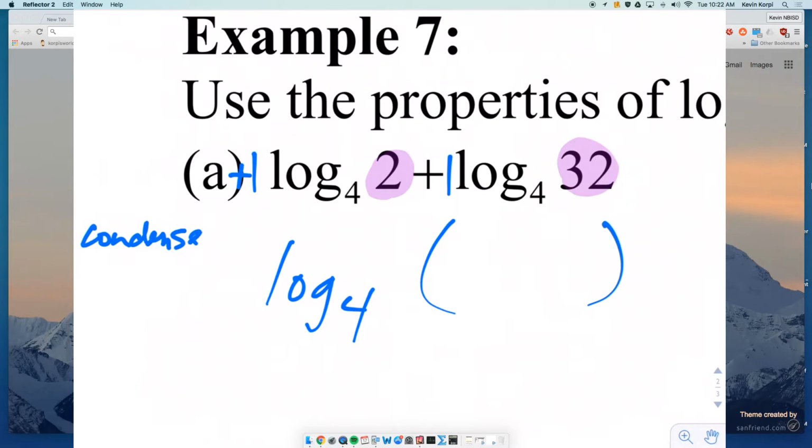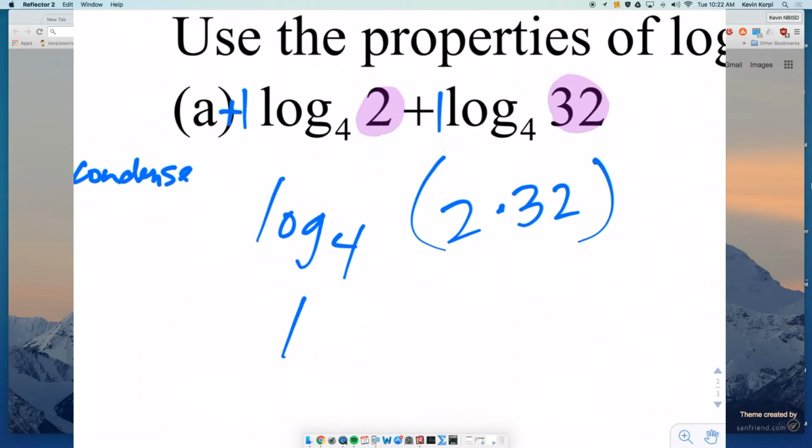In the numerator or denominator? A numerator. Congratulations, you made the recording. All right, 2 times 32. Sweet. And now we can simplify that, and 2 times 32 is 64. That's already looking better.